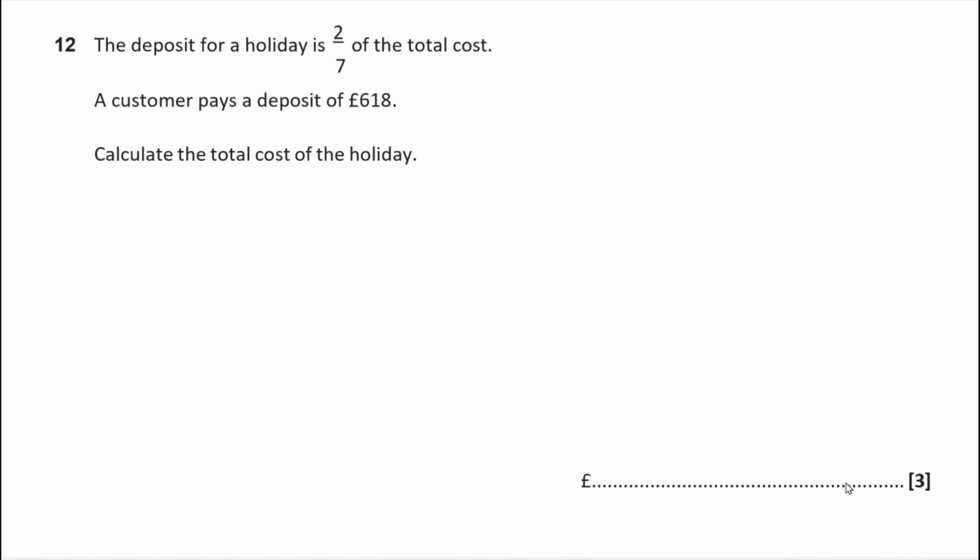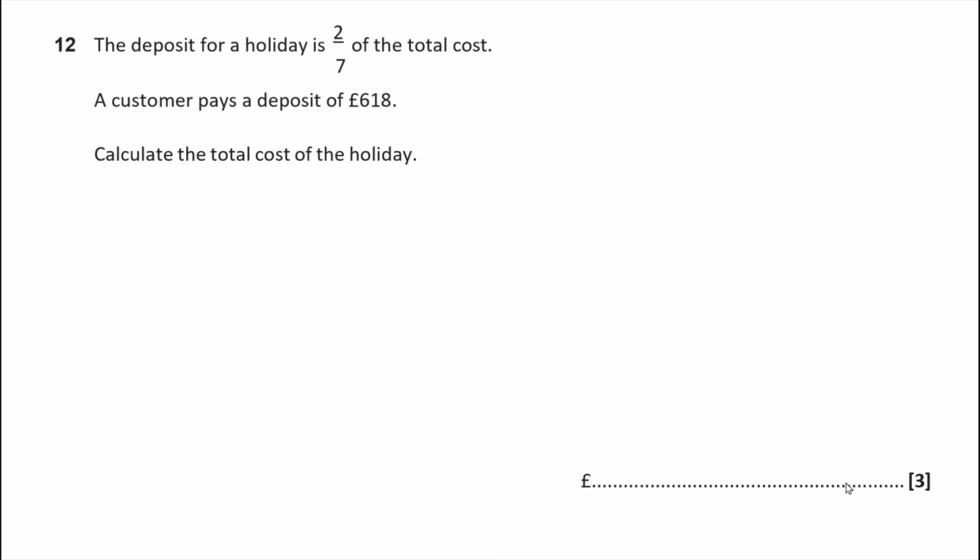Question 12. The deposit for a holiday is 2/7 of the total cost. A customer pays a deposit of £618. Work out the total cost of the holiday. So if I take the cost of the holiday and I times it by 2/7, I'm going to get the deposit, and the deposit is £618.